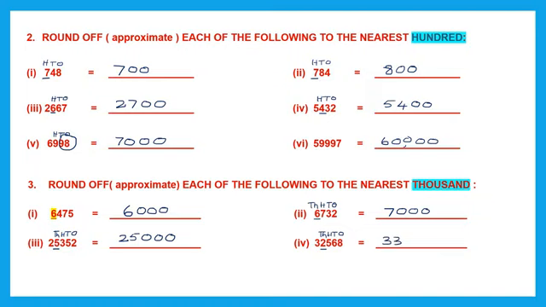Now all the digits to its right will be replaced with zeros. So there are 3 digits there, 1, 2, 3. So 3 zeros. So our answer here is 33,000.